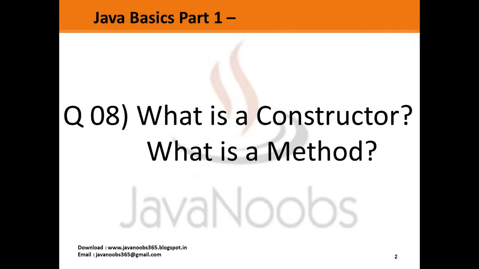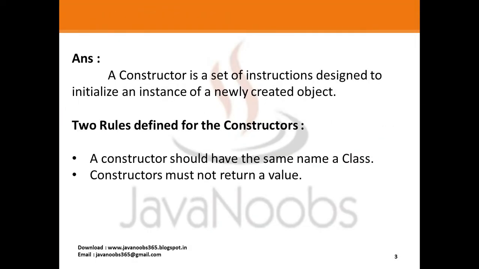Java Basics Part 1, Question 8. What is a constructor and what is a method? Well, a constructor is a set of instructions designed to initialize an instance of a newly created object. So when an object is created in a Java class, a constructor is basically a set of rules which initializes these newly created objects.